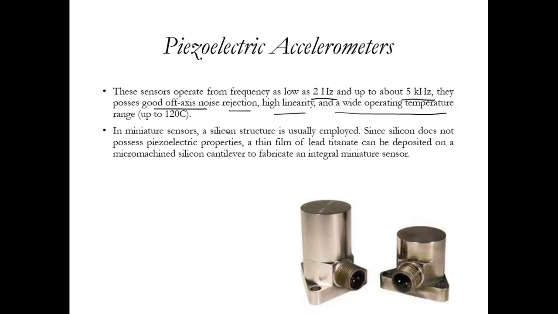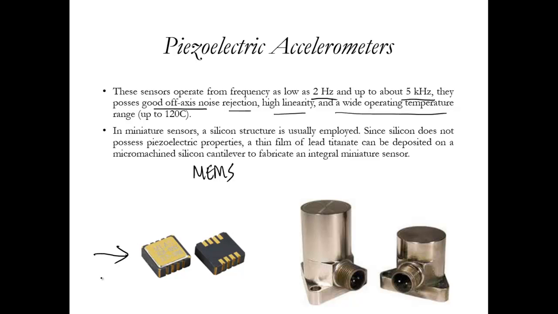You can also have a miniature type of piezoelectric accelerometer where we have a silicon structure, or you can say a silicon wafer is put, and then since silicon does not possess these piezoelectric properties, we rather put a thin film of lead titanate that can be deposited on this micro machined silicon cantilever that is used to fabricate an integral miniature sensor. So we have the MEMS technology. So these are the MEMS kind of accelerometers that we use in our day-to-day life, in our mobile phones, in our cell phones that we use. We have accelerometers inside the cell phone, and they look something like this, very miniature.